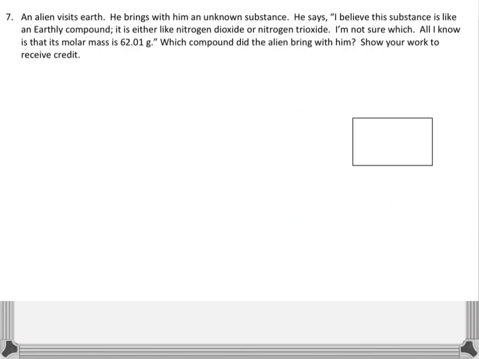Okay, next one. We have number 7. And just like in math, don't get confused with the word problems. Identify what information you need, what information you don't need. So number 7, an alien visits Earth. He brings with him an unknown substance. He says, I believe this substance is like an earthly compound. It is either nitrogen dioxide or nitrogen trioxide. I'm not sure which. All I know is that its molar mass is 62.01. Which compound did the alien bring with him? And so in this case, we have to find the molar mass for both and compare to our given answer and see what this alien really brought.